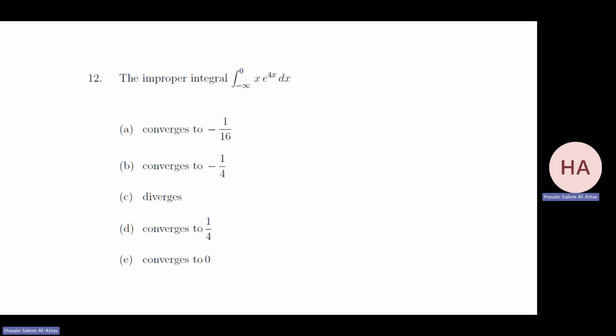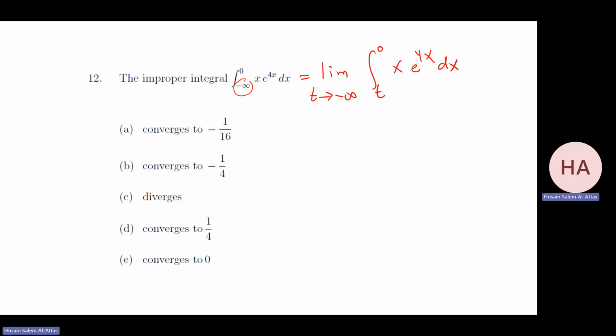Improper integral. I have a problem just with the minus infinity. That will be the limit as t goes to minus infinity of the integral from t to 0 of x e^(4x) dx. How to do this integral? Yeah, it's clear. It's integration by parts.